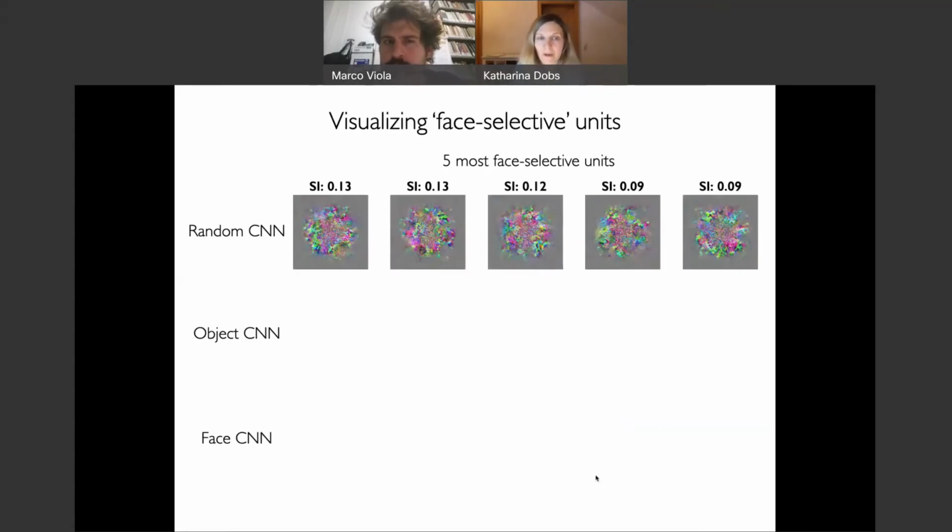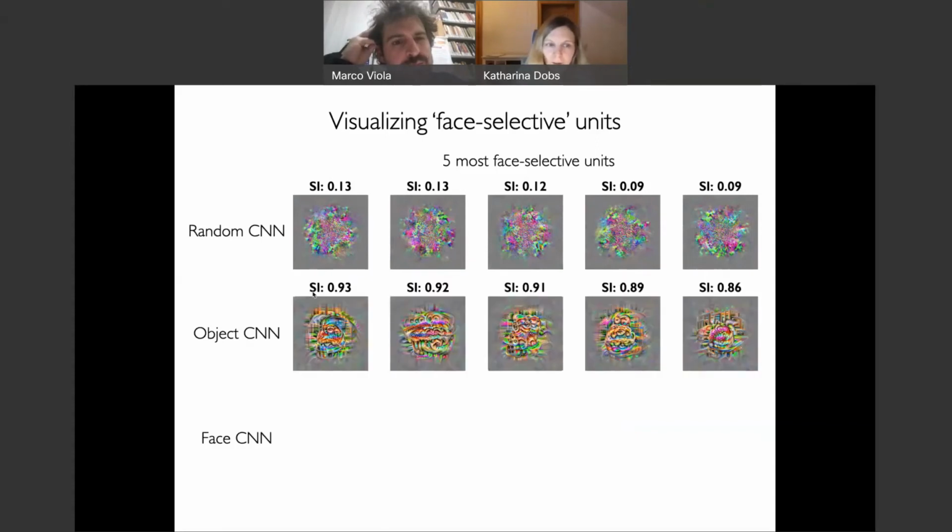When you do that in the random CNN, that's what you get. So these are the 5 most face selective units. And this is the selectivity index on top of them. And you can see it looks pretty random, right? There's not really anything detectable, at least for us. So somehow these random patterns seem to like faces more than anything else, but it's nothing that is interpretable for us, which is maybe not so surprising given that these networks haven't been trained on anything.